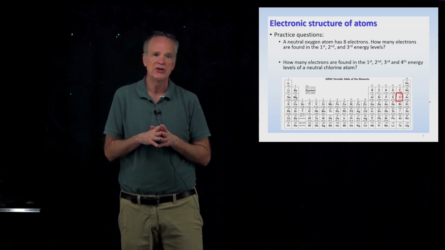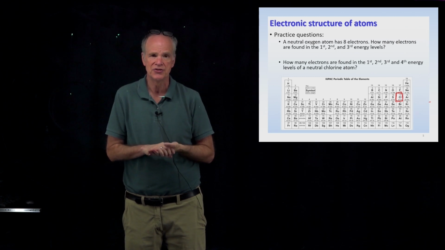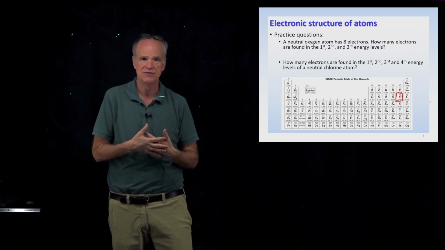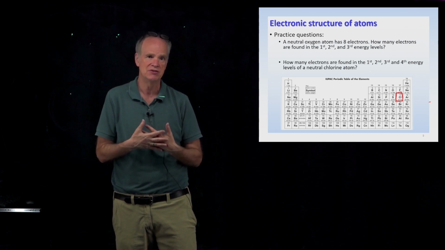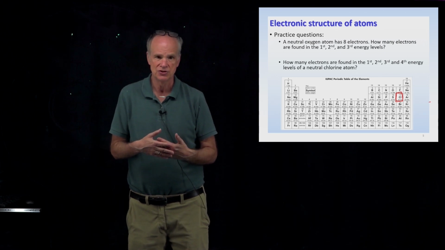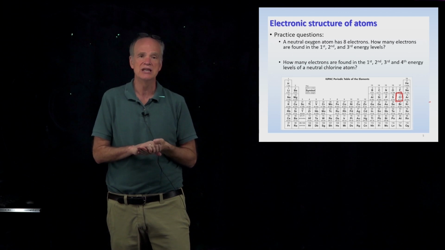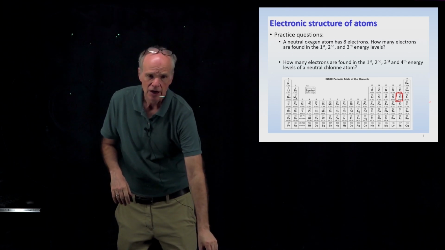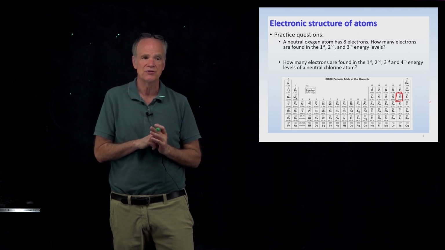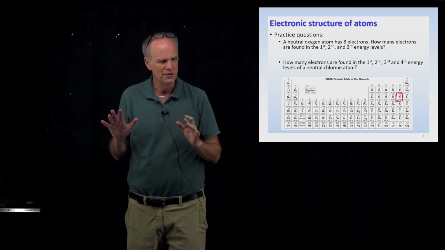We know that this is a neutral chlorine atom. So if it has 17 protons and 17 positive charges, it must have as many negative charges as positive charges. So neutral chlorine would have 17 negative charges, and so it's going to have 17 electrons. Now we know that chlorine has 17 electrons. So let's figure out, again, how many electrons are found in each of these energy levels of chlorine. I'm going to go a little bit faster here.